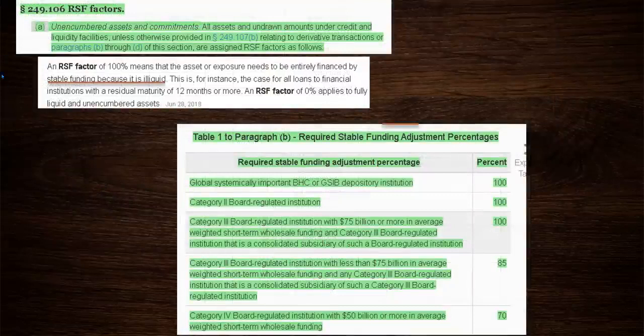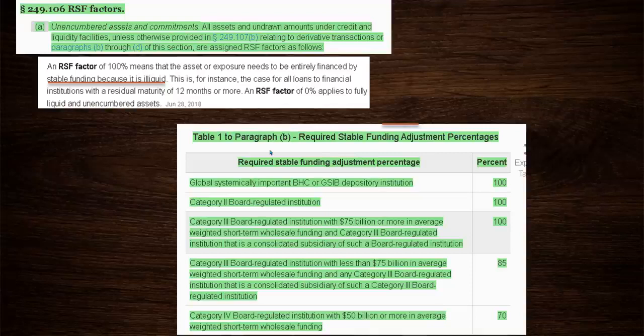So RSF factors, again, a factor of 100%, all that means is the asset or exposure needs to be entirely financed by stable funding because it is liquid. This is, for instance, the case for all loans to financial institutions with a residual maturity of 12 months or more. An RSF factor of 0 applies to fully liquid and unencumbered assets.